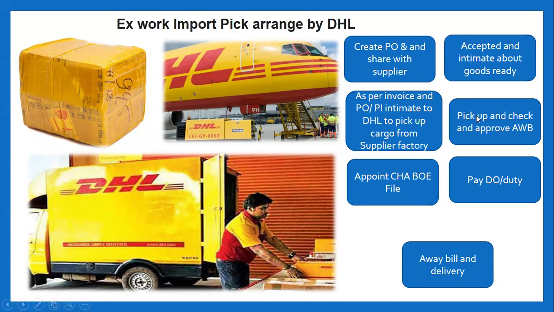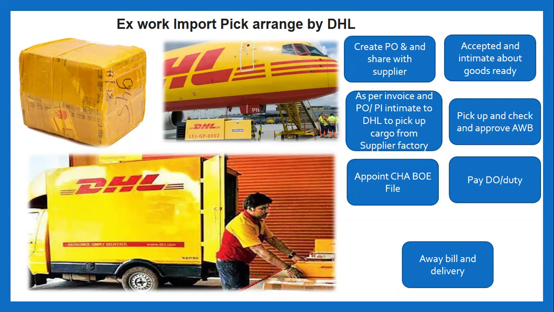We need to check all the details mentioned in the airway bill, like the address of the supplier and address of the buyer, parts name, HSN, weight, and contact details. All of this needs to be checked in the DHL airway bill. Once the cargo is picked up from the origin, DHL intimates us as the importer that your cargo is going to land at this port on this date.